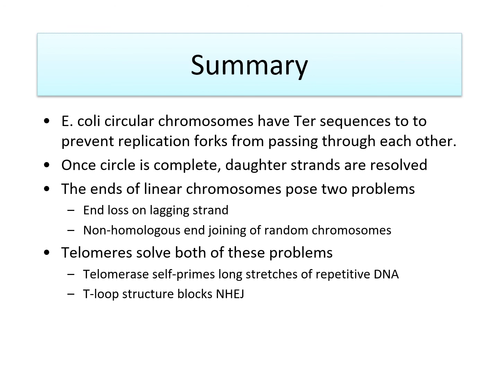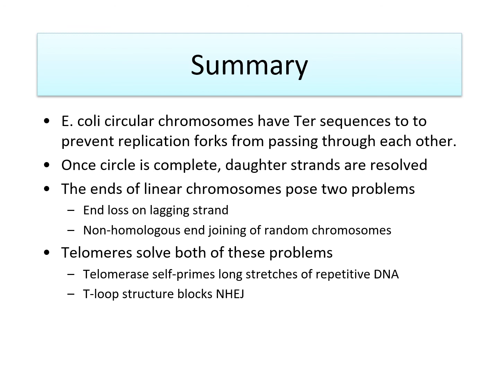So, just to quickly sum it all up, in terms of replication termination, E. coli has TER sequences that are bound up with Tus proteins. They act to prevent replication forks from passing through each other. The replication is completed around 6 o'clock on the bottom of the chromosome, 180 degrees opposite of Ori. And once both halves of the strand are replicated, the two completed daughter strands are resolved by gyrases.